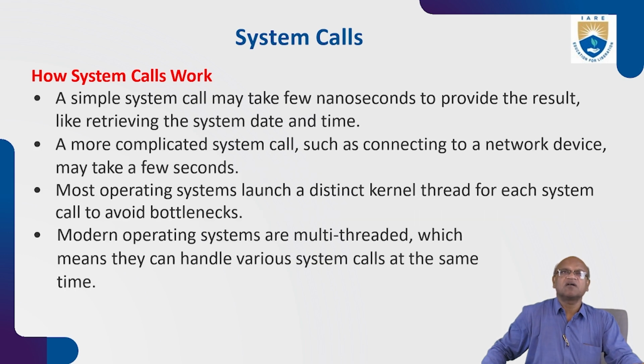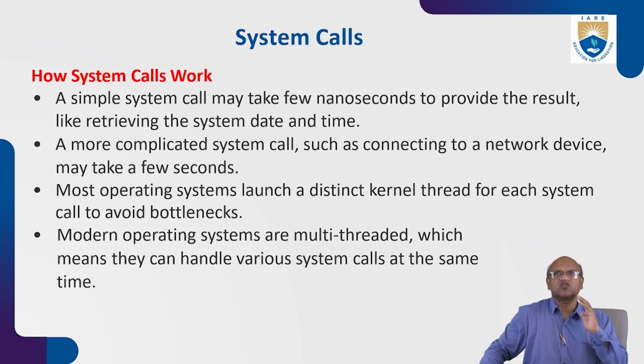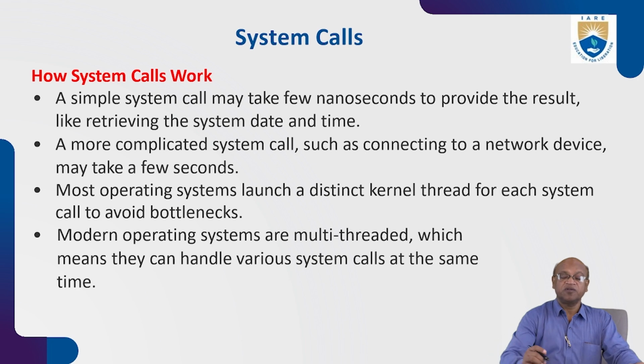A simple system call may take a few nanoseconds to provide the result, like retrieving the system date and time. A more complicated system call, such as connecting to a network, may take a few seconds. Most operating systems launch a distinct kernel thread for each system call to avoid bottlenecks. Modern operating systems are multi-threaded, which means they can handle various system calls at the same time, with different operations taken simultaneously.